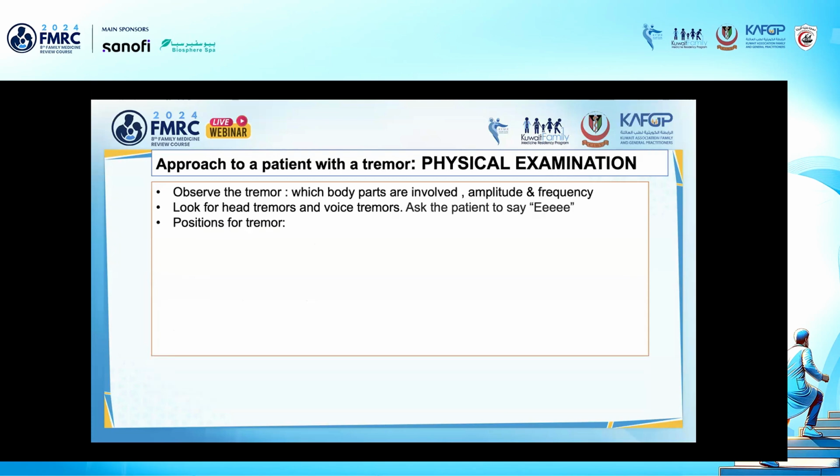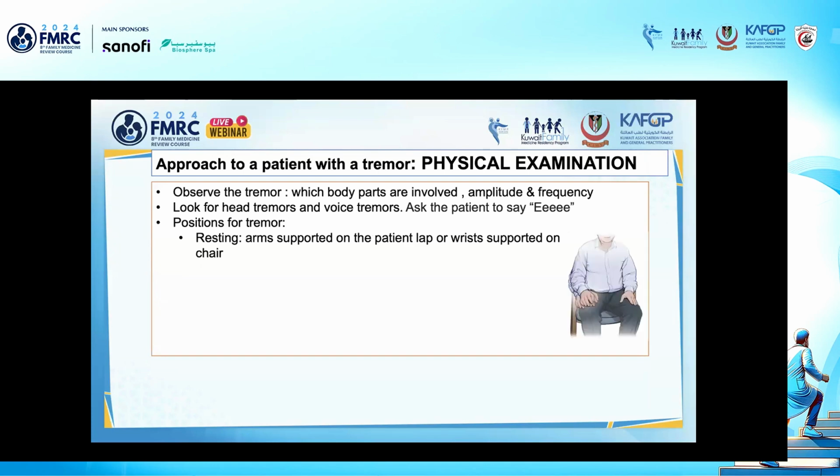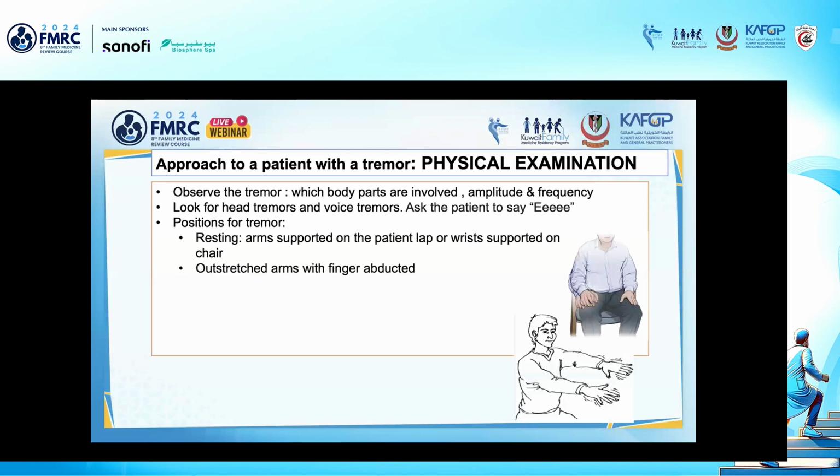And for the physical exam, you have to observe the tremor. You have to see which parts are involved. You should look for head tremors and voice tremors, and ask the patient to say E and see if he has voice tremors. And then you have to ask the patient to do certain positions for tremor. First, he will rest his arms supported on his lap, and then he will outstretch the arms with fingers abducted. This is classical to detect both enhanced physiological and postural tremor.